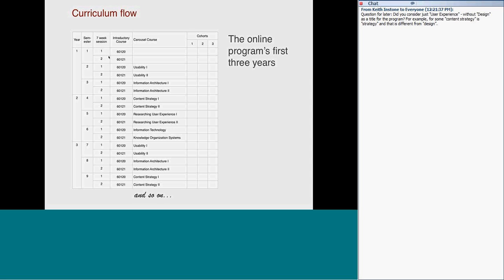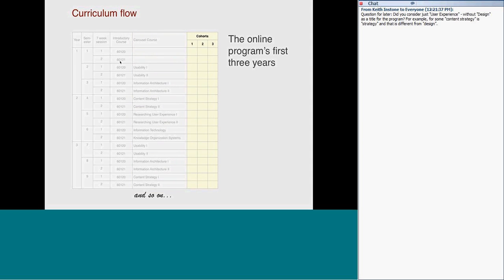So what this is, is that it would start with the stairs here in the left column, and within here there are 3 semesters, and each is broken down into 2 7-week sections, like I showed before. And each semester, you can take the introductory courses, and that goes on and on. And that starts with usability sequence and information architecture, and then content strategy, and then research, and then information technology, knowledge organization. So in 2 years, you've got the one carousel, and then it starts again in the 3rd year.